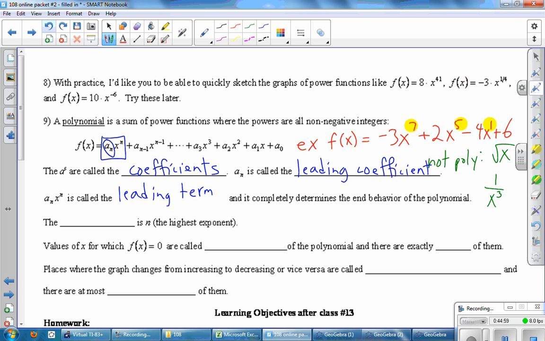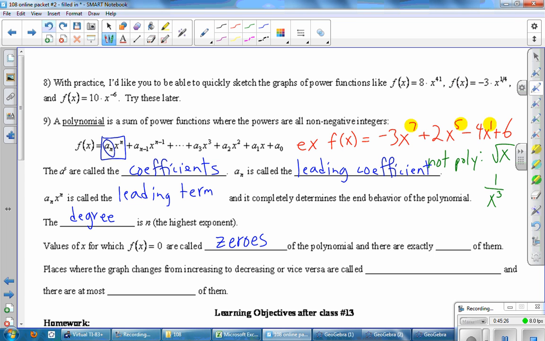And it completely determines the end behavior of the polynomial. We will talk about this in detail next class. The blank is n, the highest exponent. So we've used this word already, but the highest exponent for a polynomial is called the degree. Values of x for which f of x equals 0 are called blanks of the polynomial. So those are called, kind of uncreatively, zeros of the polynomial.